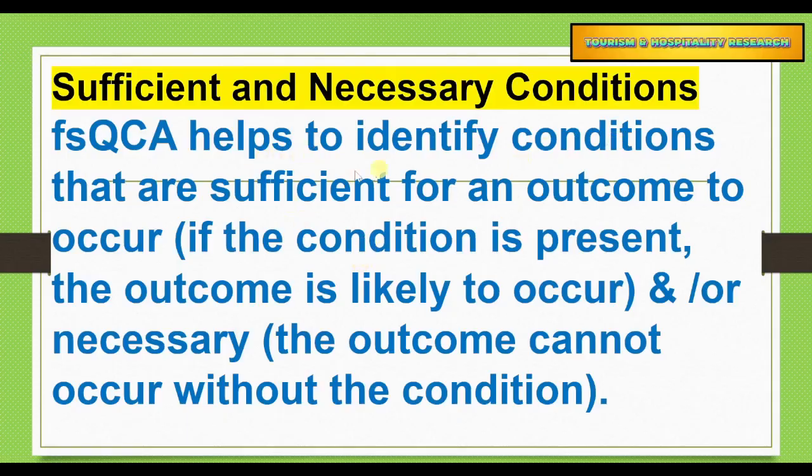fsQCA helps to identify conditions that are sufficient for an outcome to occur. What are sufficient conditions? If the condition is present, the outcome is likely to occur. In my previous video, the introduction to fsQCA, you might like to go back and look at the example of baking a cake, where I explained what the necessary conditions and the sufficient conditions are to have a special cake outcome. And what are necessary conditions? The outcome cannot occur without the condition. So if you don't have the basic aspects with you, the outcome cannot occur.